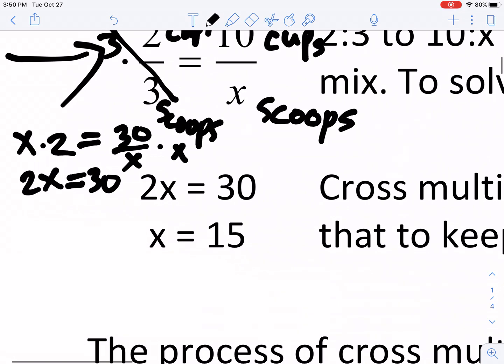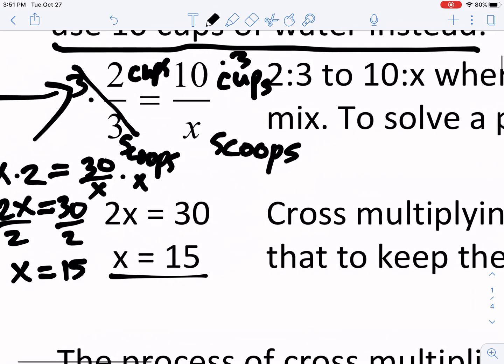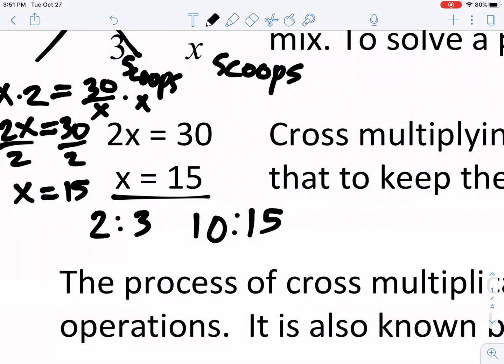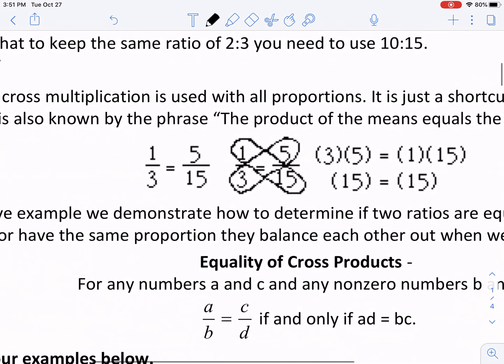Okay, well, I'm getting close to what I want. How do I get rid of that 2? Divide by 2 on both sides, and we get x equals 15, just like they have here. So in other words, if I'm going to use 10 cups of water, I need 15 scoops of powder. That is an equivalent ratio. 2 to 3 is equivalent to 10 to 15. They're proportional ratios. So what we just did there is called cross-multiplying.